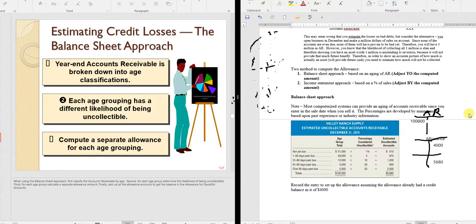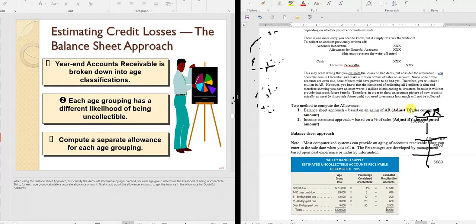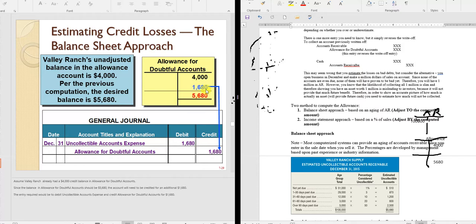So notice in this little statement, I adjust to the computed amount. I want my allowance to be 5,680, so I add 1,680 to it, so it is 5,680.